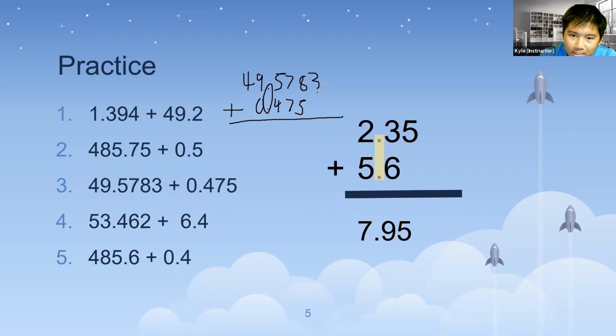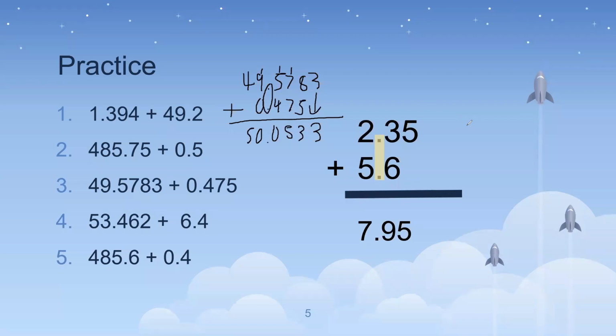So now any number without a number beneath it or above it gets pulled down. So this is 3. This is another 3. This is 1. This is 5. This is 1. This is 0. This is 1. And then we get this 50.0533. Cool. Does that make sense? Is this easy? Yeah. Okay.